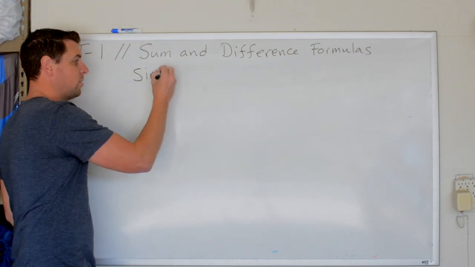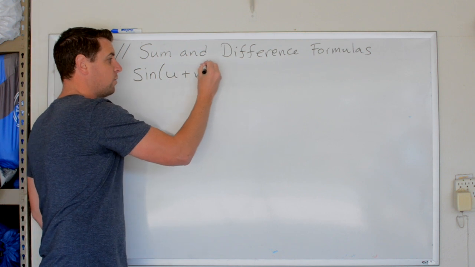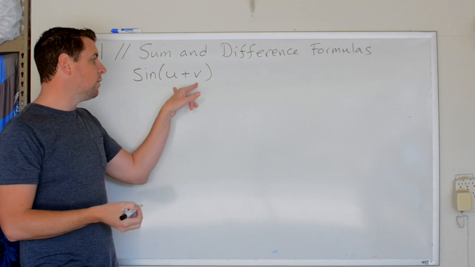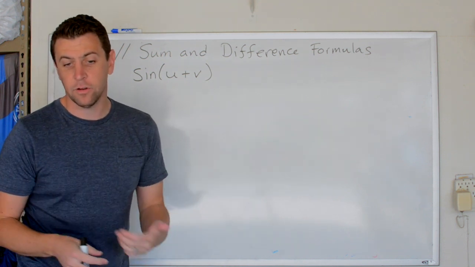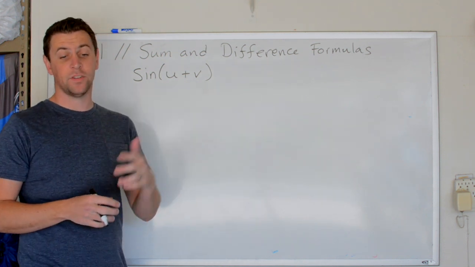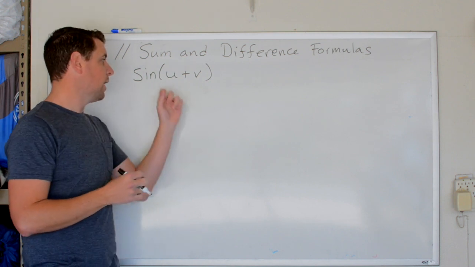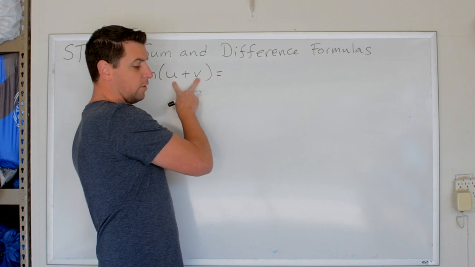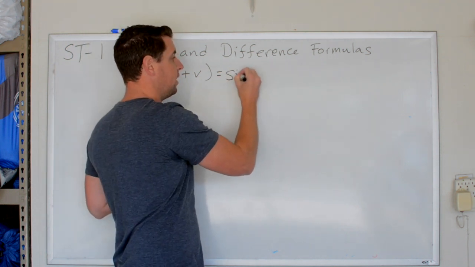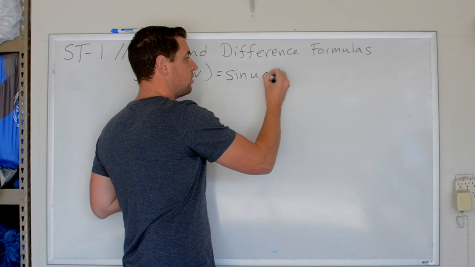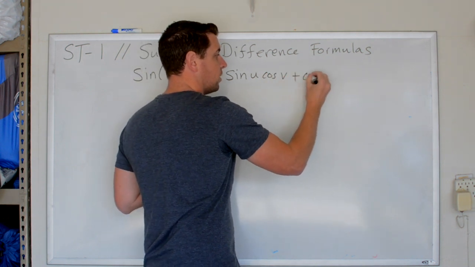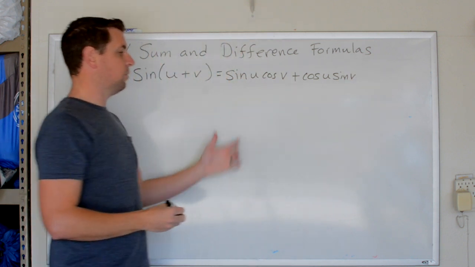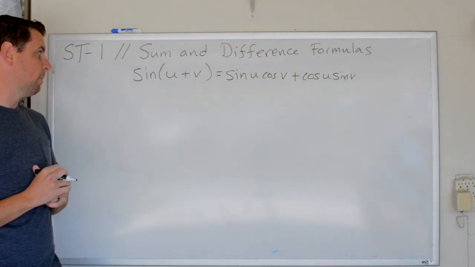The first one is sine of u plus v. We call this a sum formula because it's adding, and u and v just represent 2 angles. Think like 30 degrees and 45 degrees, or pi over 6 and pi over 4. Here's how this breaks down: if we have 2 angles being added, it can break down into sine of u cosine of v plus cosine of u sine of v.